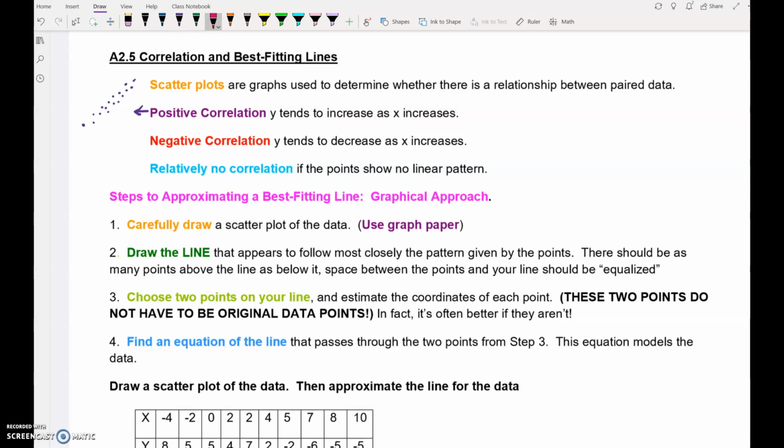Negative correlation is harder for me to think of examples of, but negative correlation is a scatter plot where if you put a line through the data, it would look like a line with negative slope.